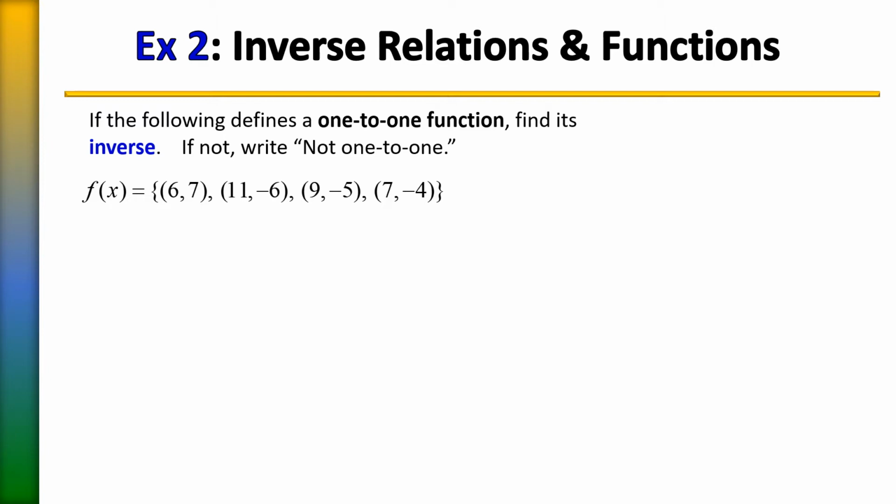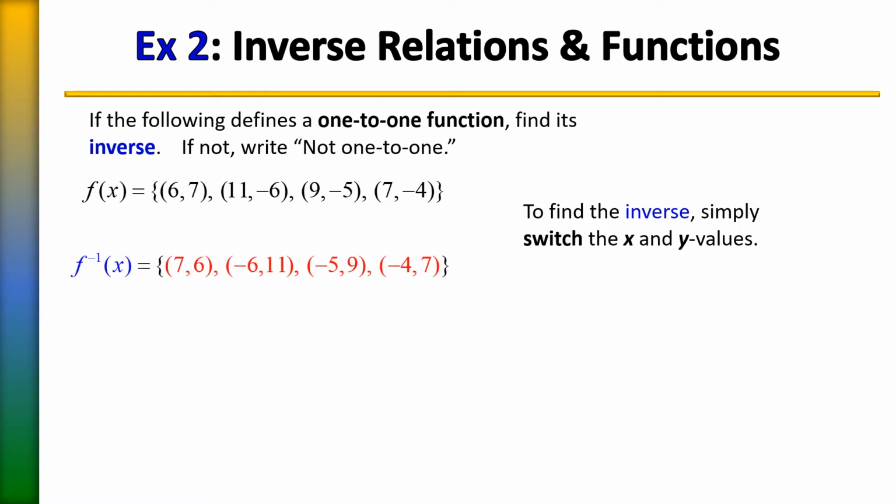So to find its inverse, all you have to do is simply swap your x and y values. In other words, whatever value that is in x's place will move to y's place, and vice versa. Whatever value that is in y's place will move to x's place. So when we do that, it will look like so. And there you have it. That is the inverse of the given set of ordered pair relations.